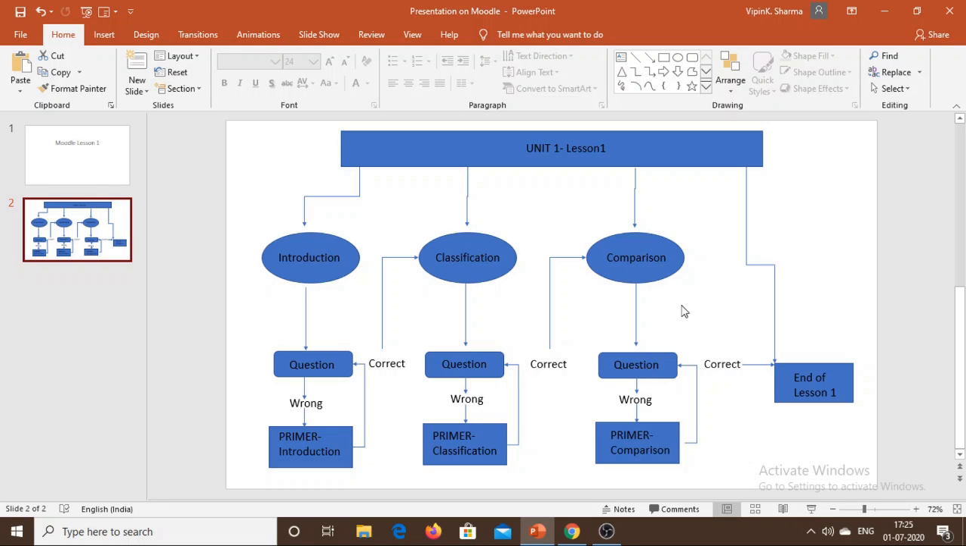So the same process will be continued until the end of lesson 1. This is the framework we have to go through. First is the content, then the question. If it is correct, then the next content; if it is wrong, then the remedial content.